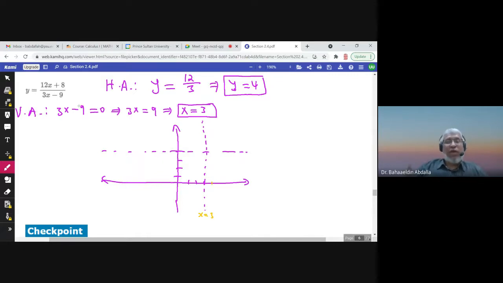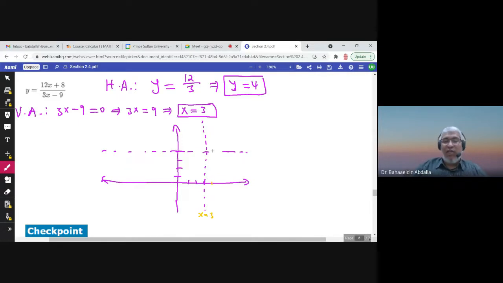You put 4 here. So 12 times 4 plus 8 over 3 times 4 minus 9. What is the answer? Is it positive or negative? It would be positive, and it would be greater than 4. Okay, if you check, let me use the calculator. 4 times 12, 48 plus 8, so it is 56 over 12 minus 9, which is 3. The answer is, in fact, 18 point something, okay?